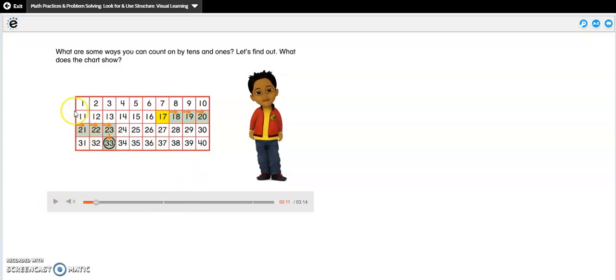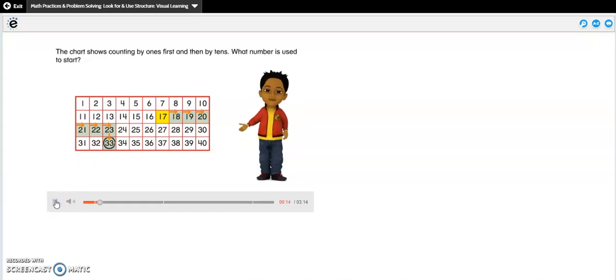All right, let's look at this chart. We have part of a 100 chart here. It starts at 1 and it ends at 40. There's a number colored in yellow, and this is where they are going to start counting. The arrows show them their path for counting. So they go from 17, 18, 19, 20, 21, 22, 23. But at the end, they're going down the column instead of continuing on the row. And they're ending at number 33.